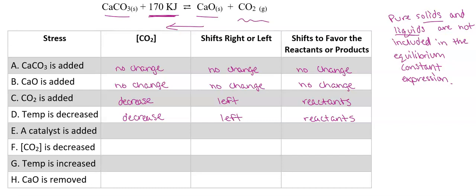So when a catalyst is added, as it said in the chart, there's going to be no change. Again, because the rate will be the same for the reactants and products, left or right.